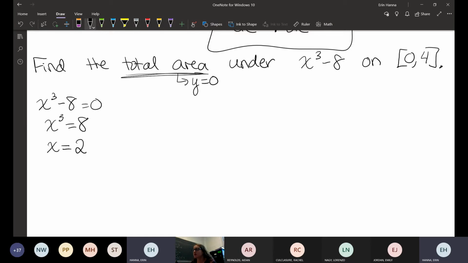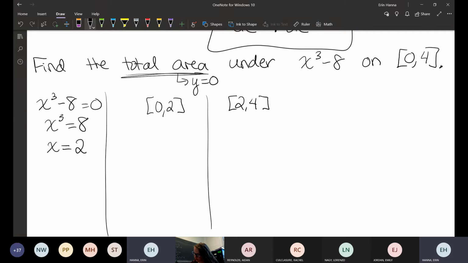So we get 2. The interval we're given is 0 to 4, so we're going to split that up at 2. We're going to be working over 0 to 2 and then 2 to 4. If you want to do this algebraically, pick a point in each one of those two intervals. I'm going to pick x equals 1 for the first and x equals 3 for the second. You're going to plug those numbers into both equations. Whenever you plug anything into y equals 0, you just get 0. So the only thing that's really going to change is this x cubed minus 8.